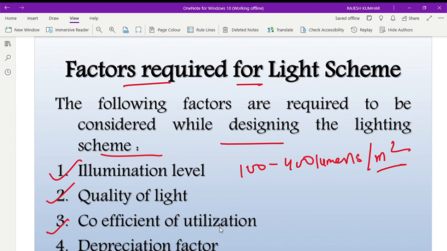Third is the coefficient of utilization. The coefficient of utilization is the ratio of lumens reaching the working place to the total lumens emitted by the source. Usually it varies from 0.5 to 0.8.